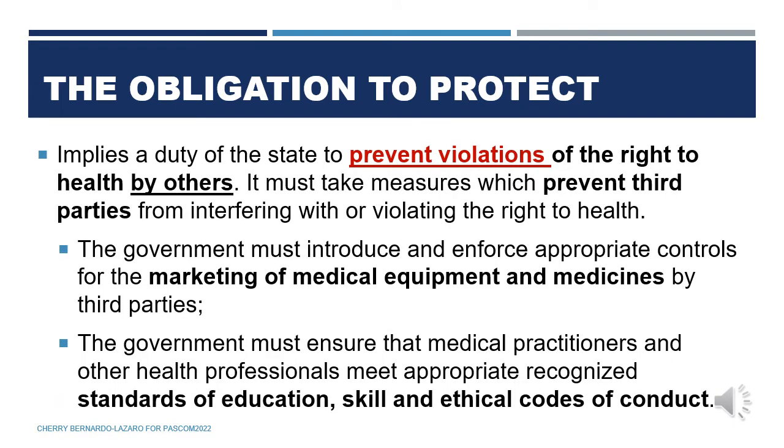Now, the obligation to protect requires governments to prevent third parties from interfering with the right to health, which includes adopting legislation and other measures to ensure that private actors conform with human rights standards when providing healthcare or other services. Examples are regulating the composition of food products, setting appropriate controls on marketing of medical equipment and medicines by private actors. Maybe an example of this is the Mexico Protocol for drug companies.